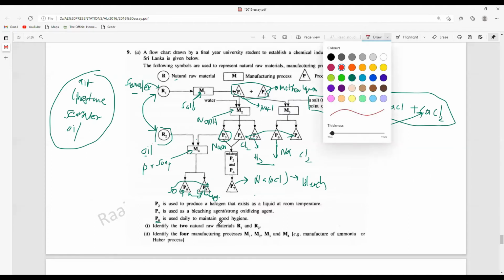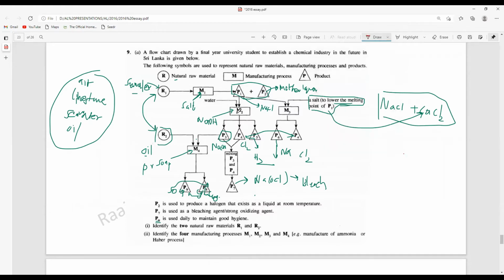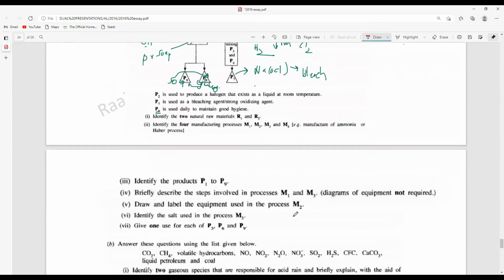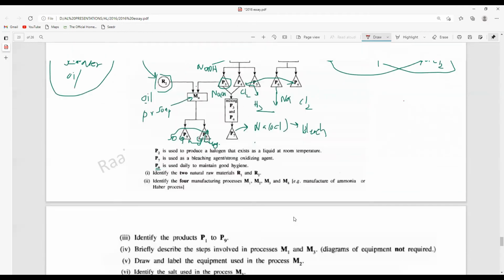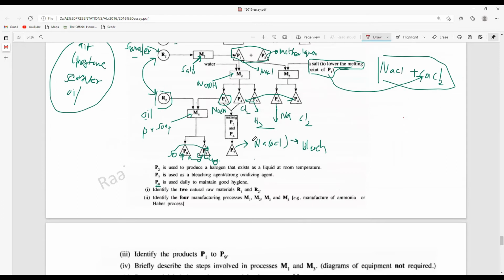Identify four manufacturing processes M1, M2, M3, and M4. Oh yeah, so M1 is manufacturing of salt, M2 is manufacturing of NaOH, M3 is extraction of sodium, and M4 is manufacturing of soap. Okay, so these are the processes M1, M2, M3, and M4. Identify the products P1 to P9. So we have identified all the products here.